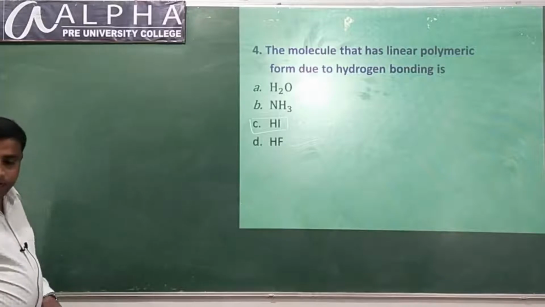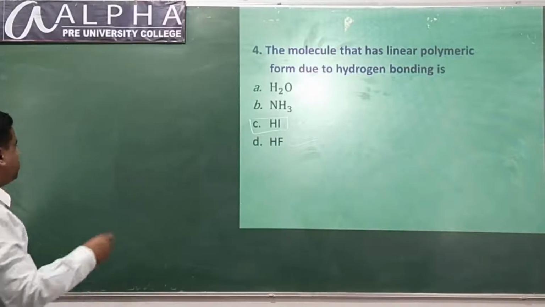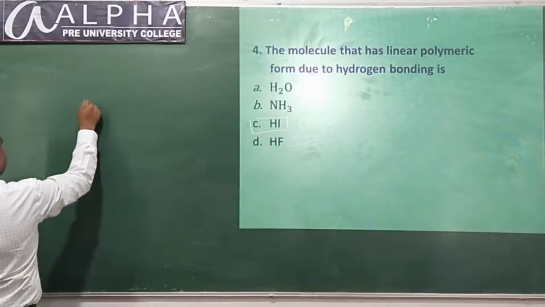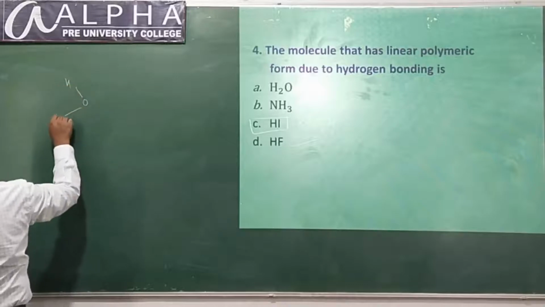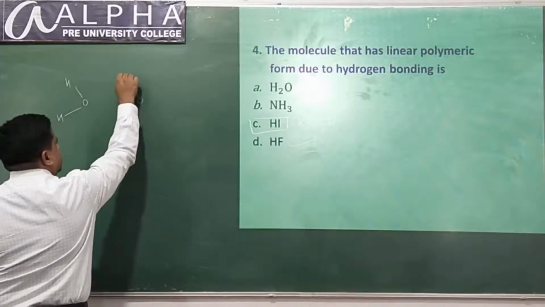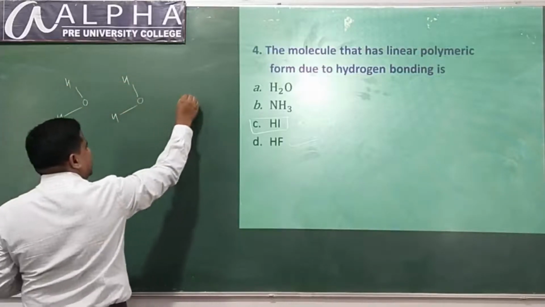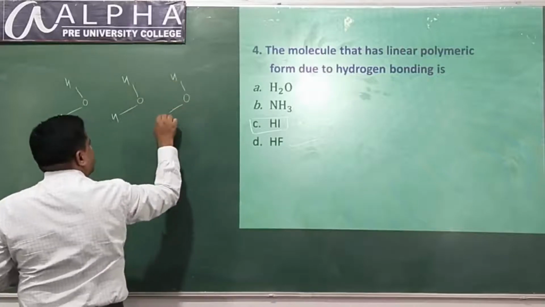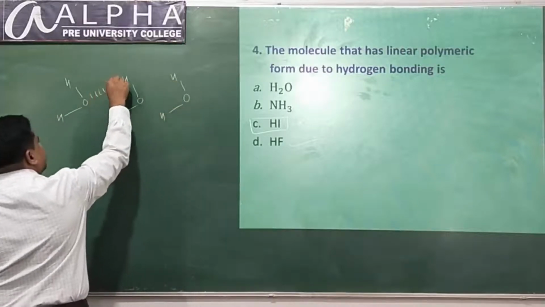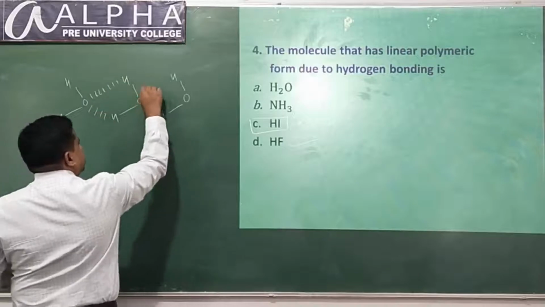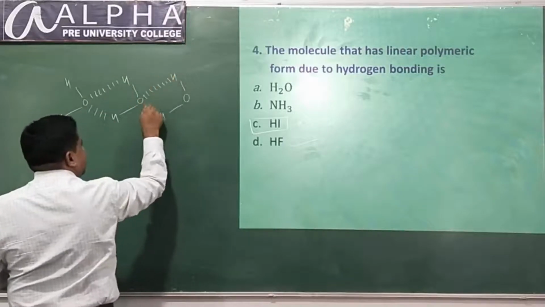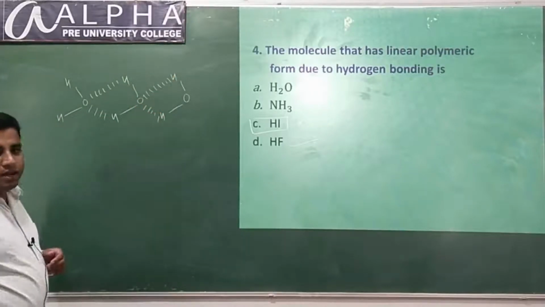How is hydrogen bonding in water molecules? It is something like this. Look here. Yes, there is hydrogen bonding between water molecules like this, H2O. Is this a polymeric chain? No, it is not at all a polymeric chain.